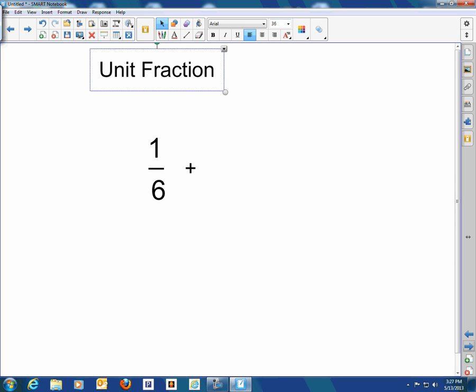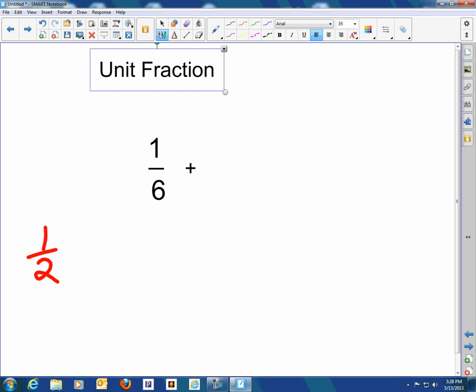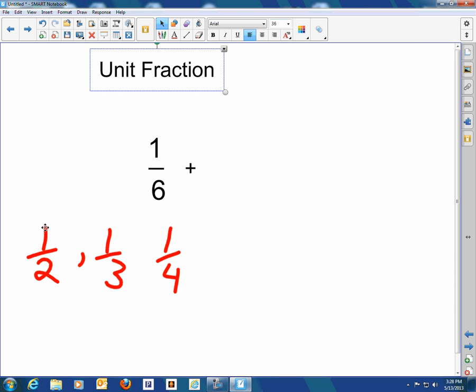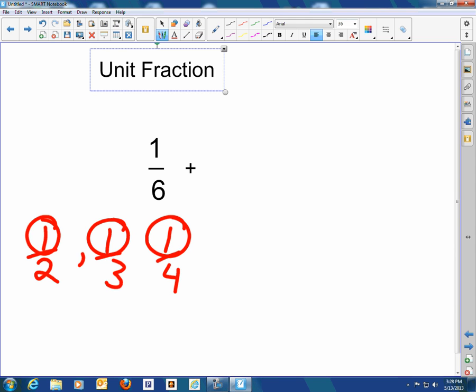So the first one we have is a unit fraction. I have 1/6 on the board. 1/6 is a unit fraction. A unit fraction must have a 1 in the numerator spot, and it will have a 6 in the denominator spot. We can add unit fractions to get a whole number or to get any other fraction. 1/2 is also a unit fraction. 1/3 is a unit fraction. 1/4 is a unit fraction. What they all have in common is they have a 1 in the numerator spot, and we'll circle the numerator to help remind you of which place that is.